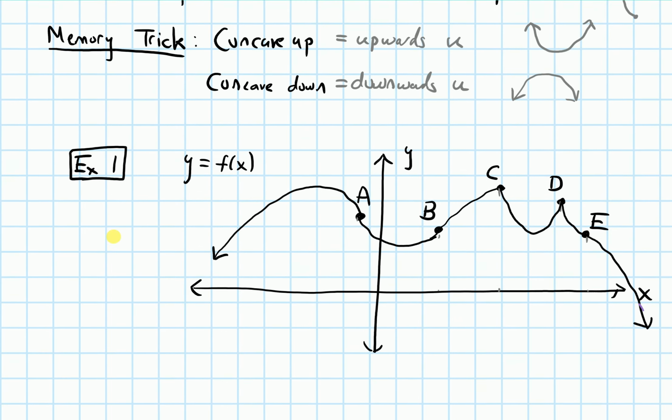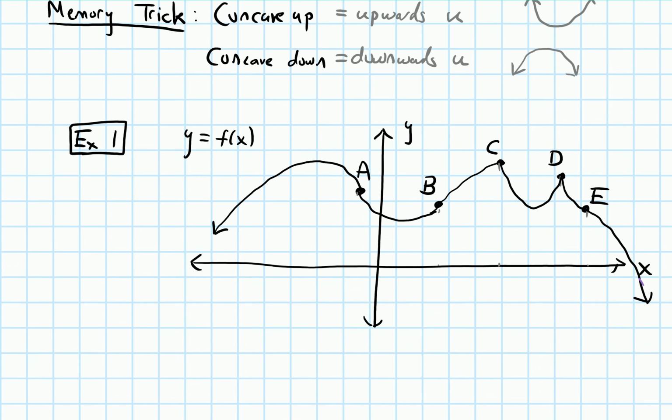Okay, so we have this graph, and what I want to do with this graph is identify on each of these intervals that's separated by these points. So where A is, and where B is, and where C is, D and E, it splits up the x-axis into intervals. And on each interval, I want to specify whether my function is concave up or concave down.